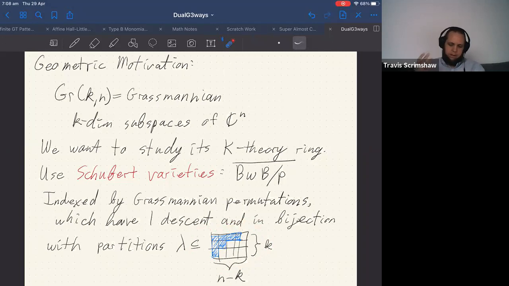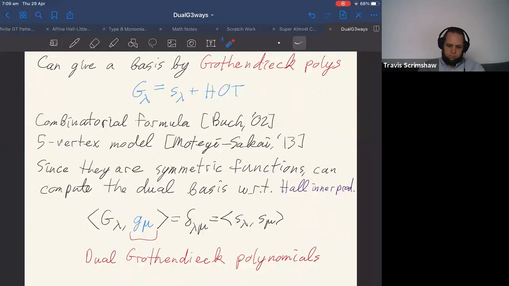So what I'm saying is the K-theory ring has a basis that's indexed by partitions that fit inside of this k by n minus k rectangle. So what are these? Well, if we want to represent this K-theory class, doing it at the level of geometry is, at least to me, extremely hard, and I don't want to do that. Instead, I want to use something that I know very well.